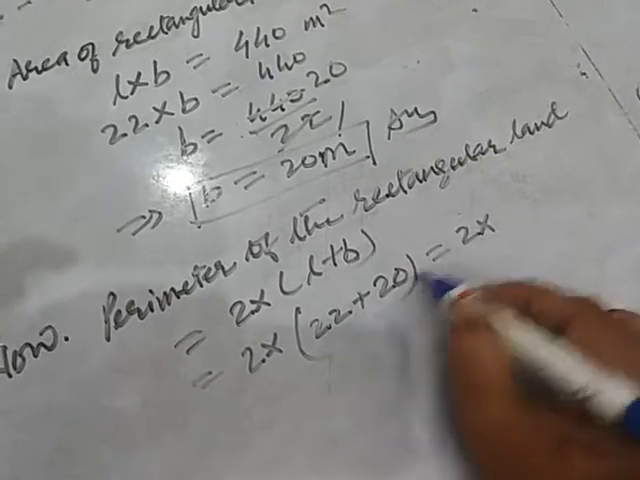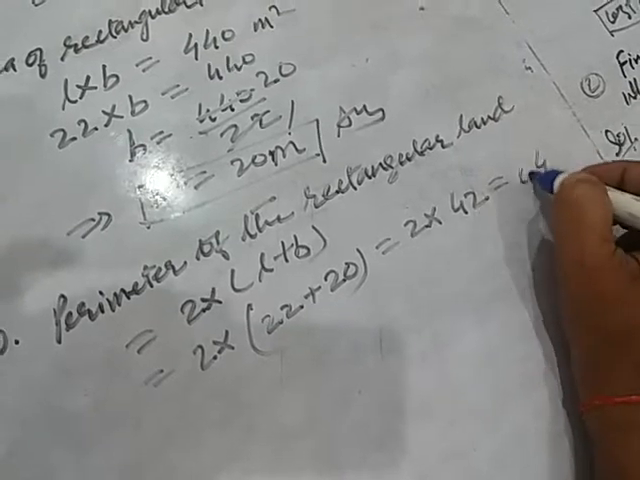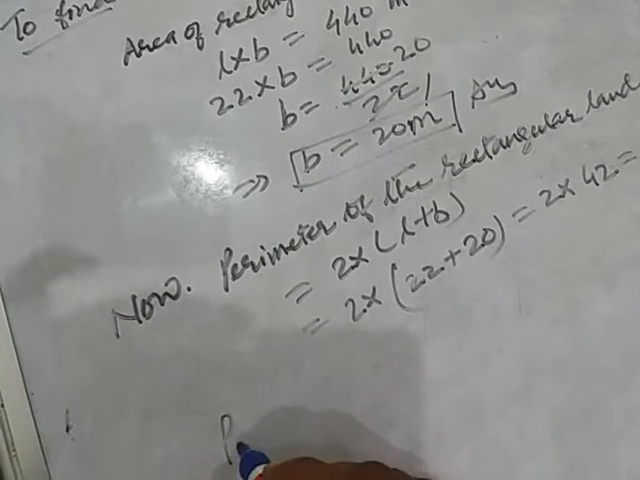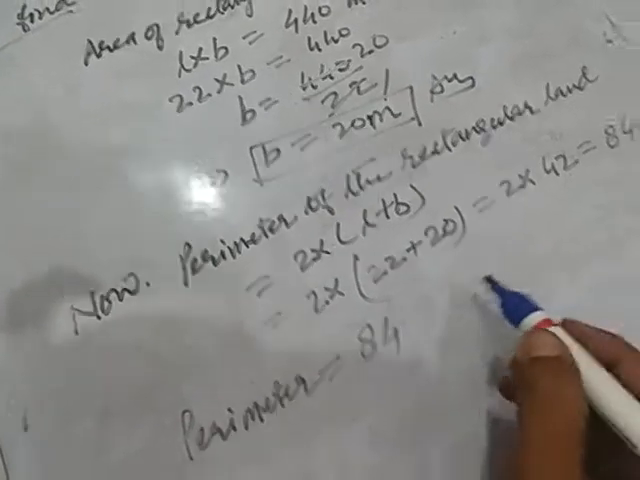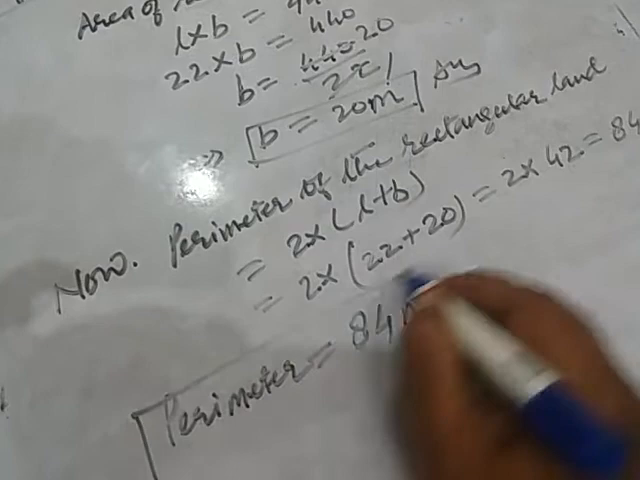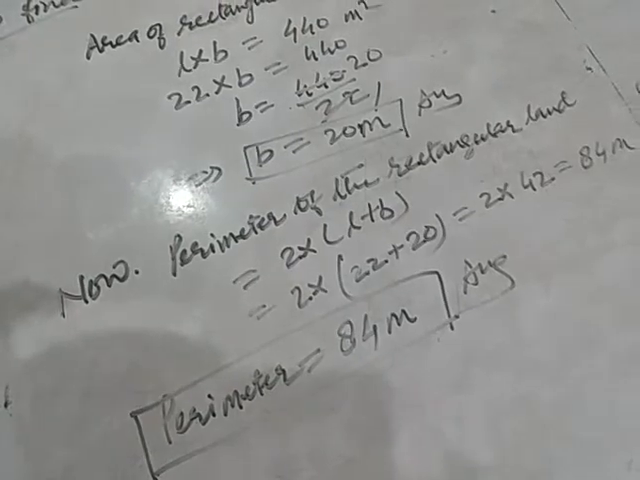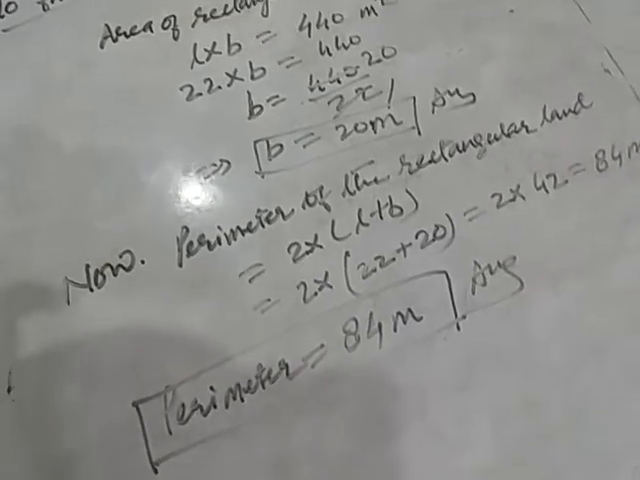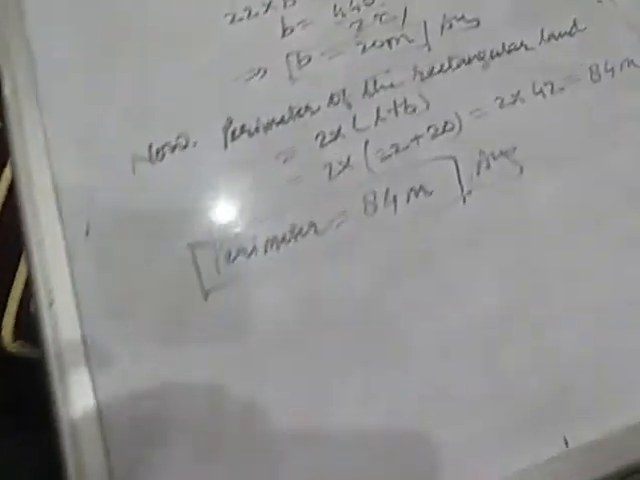Now it is 2 multiplied by 20 plus 22, that is 42, and it is equal to 42 twos, 2 twos are 4, 4 twos are 84 meter. So perimeter of the rectangular land equal to 84 meter. Okay, children, this is how we have to find the answer. Now coming to the next question, question number 4. All these things are very much easy if you understand the things properly.